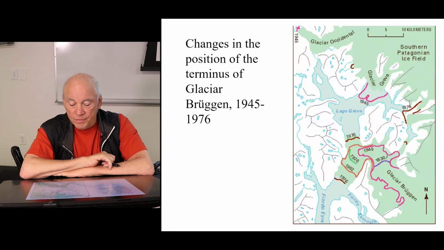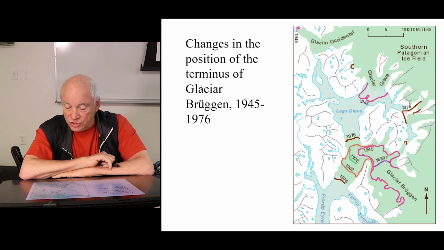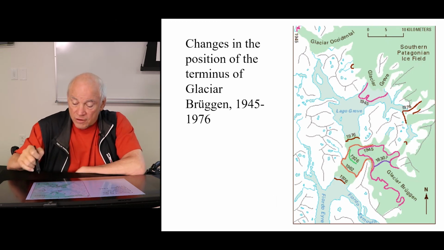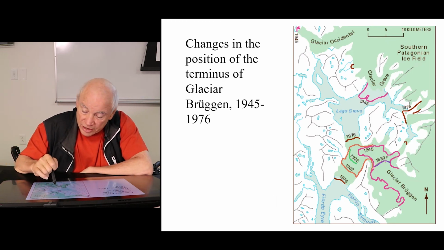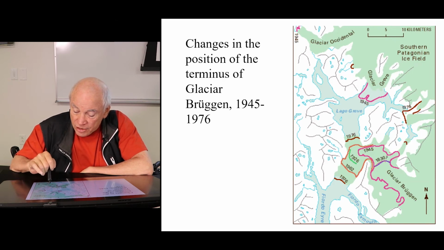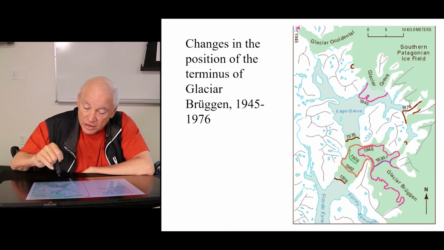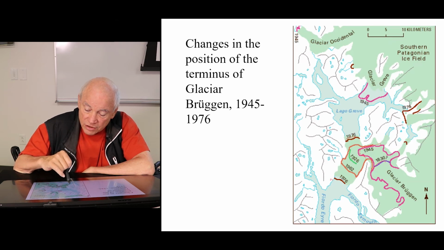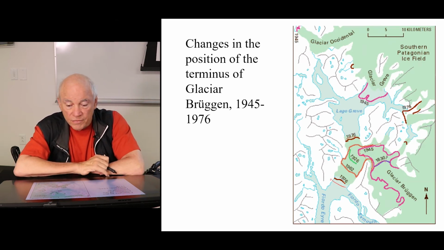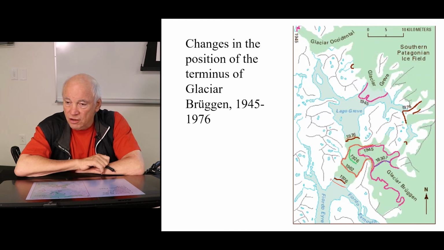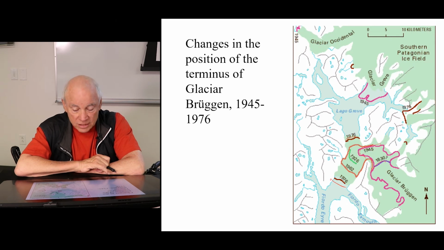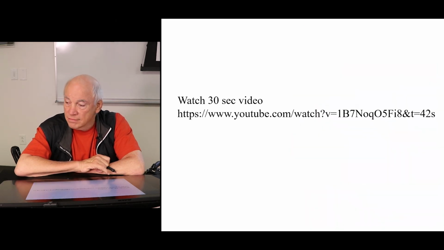And you can see how the position of the glacier has changed. Interestingly enough, it is advancing. So it's thought that the glacier is about here in 1830, and then here in 1945, and then in 1976, it was here and here. So as we noticed, nearly all other glaciers around the world are in retreat, but Glacier Bruggen is advancing. So let's watch a 30-second video about this.